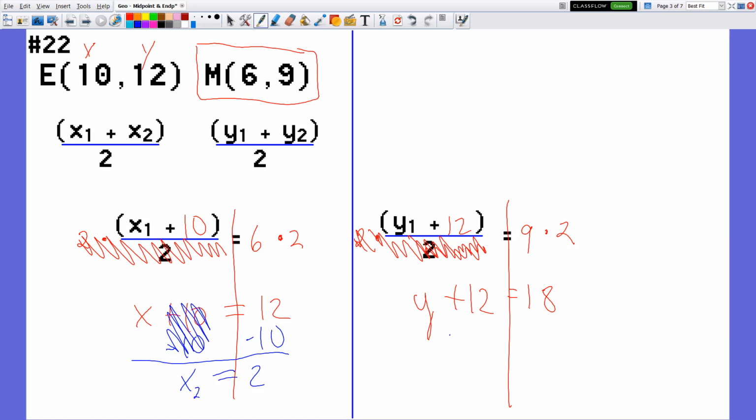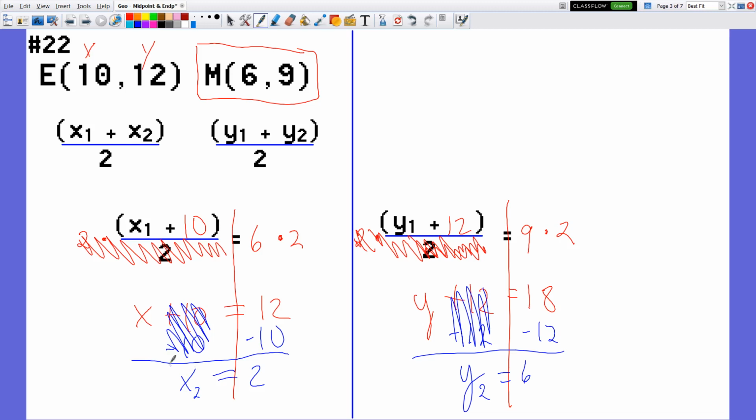We're adding 12, and we know to do the opposite. That goes to nothing. We're left with just y. And since we took 12 away from here, we took 12 away from over here, and that left with a 6. 6 plus 12 equals 18. Check. So there's your y2.